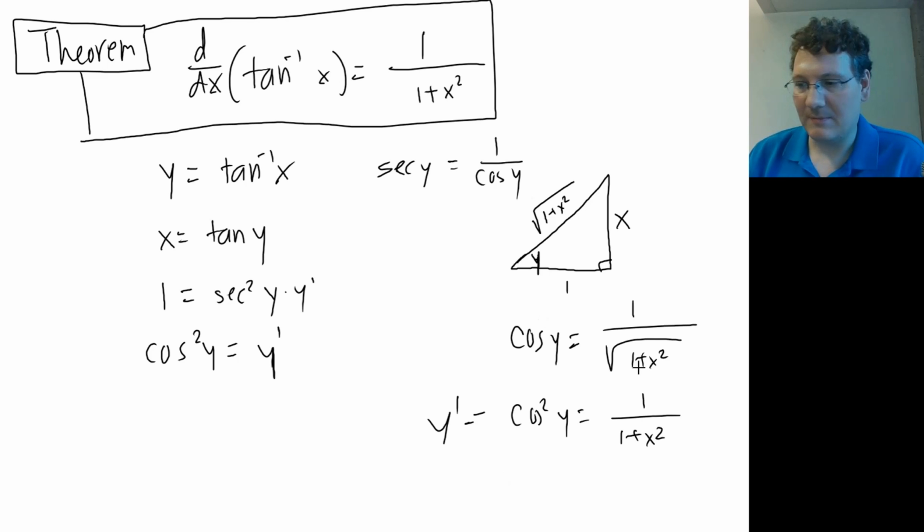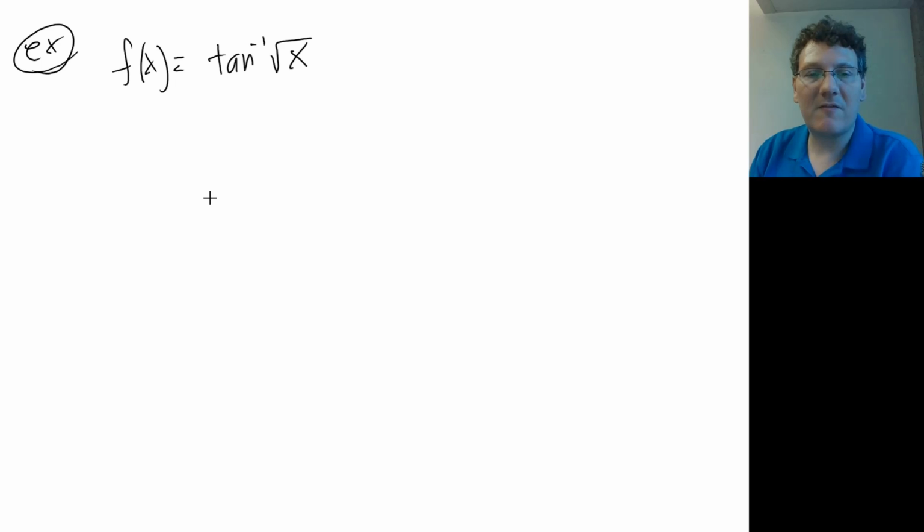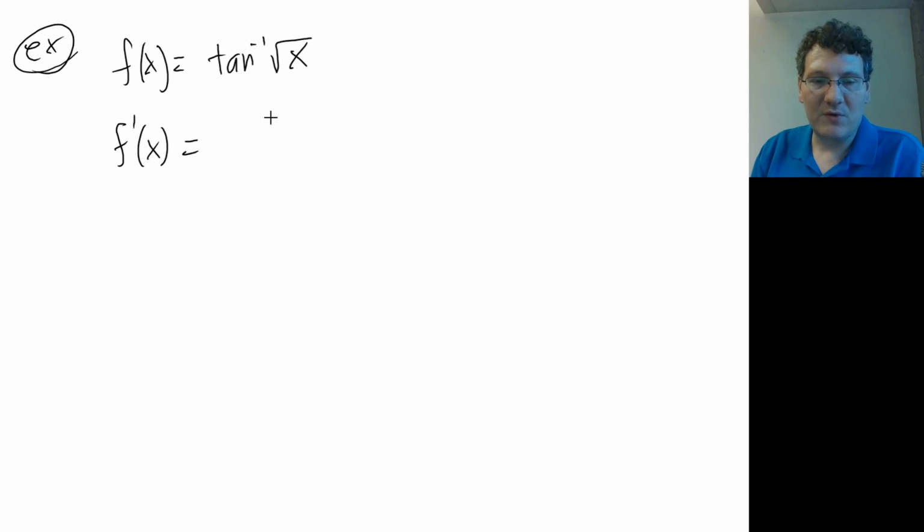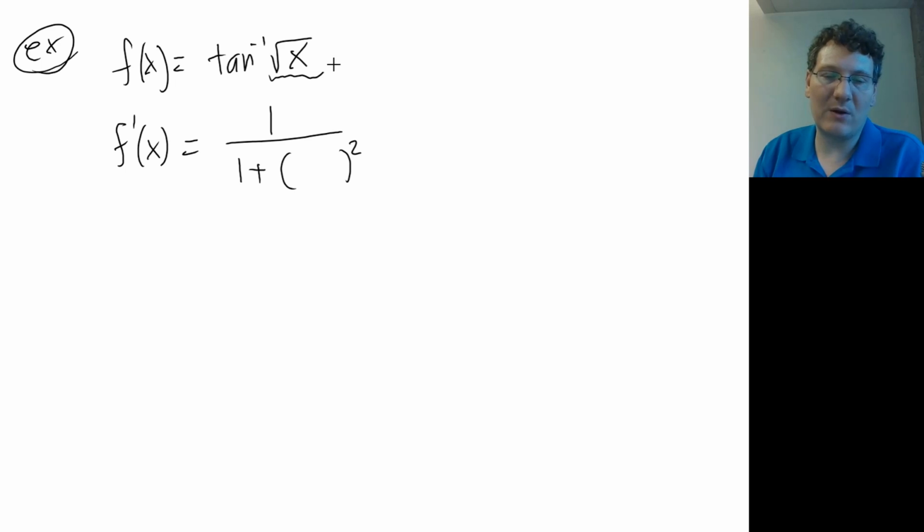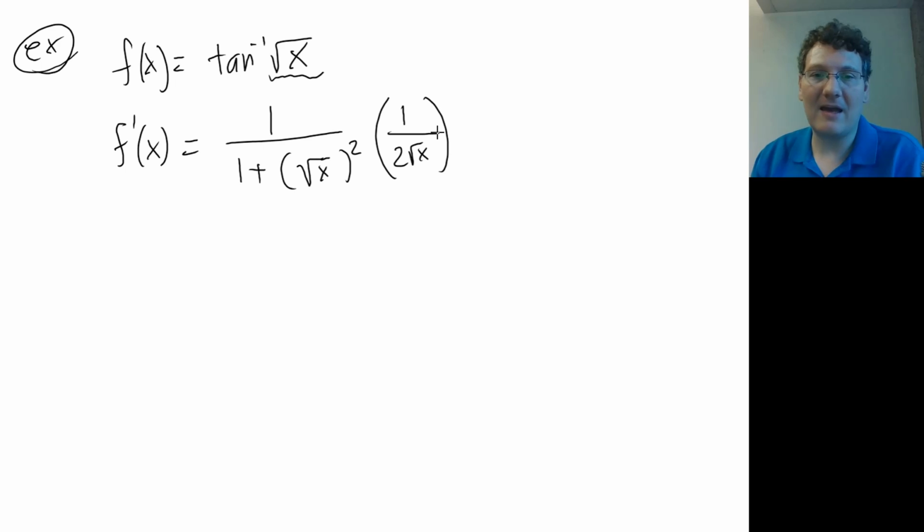Okay, so take f of x as tangent inverse of the square root of x. What is the derivative of f? Well, we just said the derivative of the inverse tangent is 1 over 1 plus the thing squared, whatever that thing happens to be, and that thing is the square root of x. So it's the square root of x squared, but we're not done. Chain rule, always chain rule. The derivative of the square root of x is 1 over 2 root x. That is what we need.